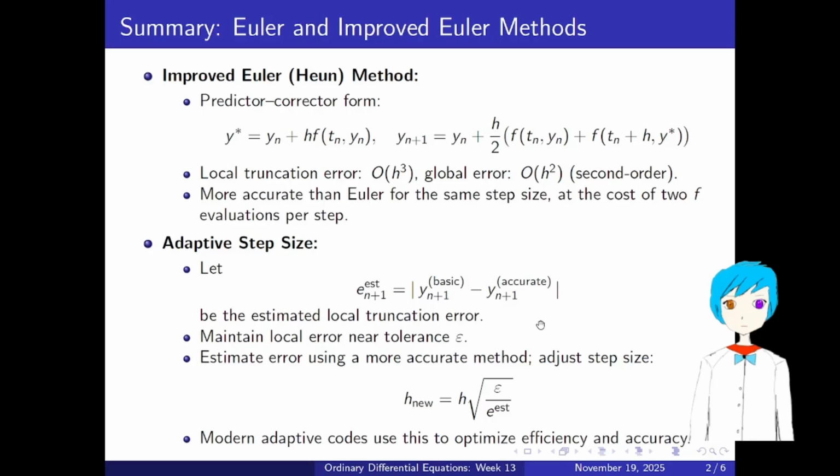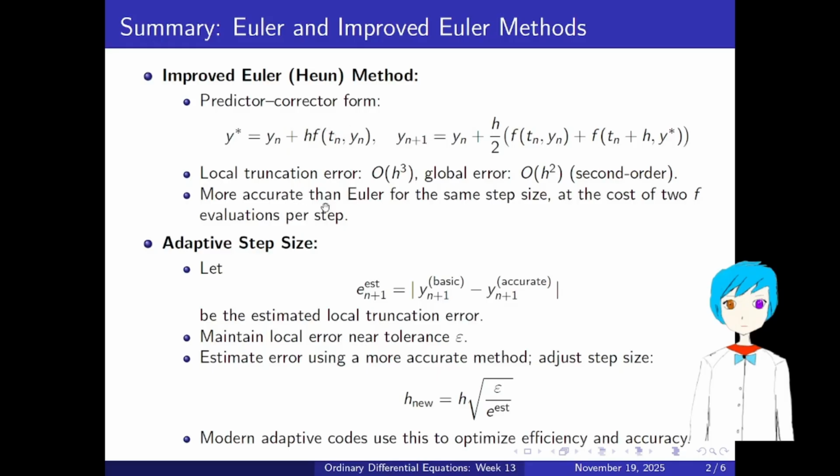First, we make a comparison of the improved Euler's method and the Euler's method. Specifically, the improved Euler's method, which is also known as the Heun method, improved on the previous Euler's method by using a predictor and corrector form. Basically, it is a two-step method.